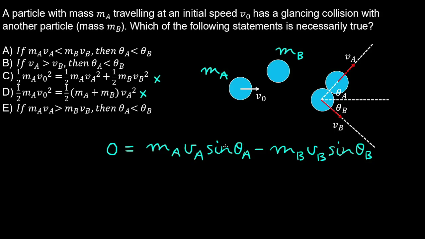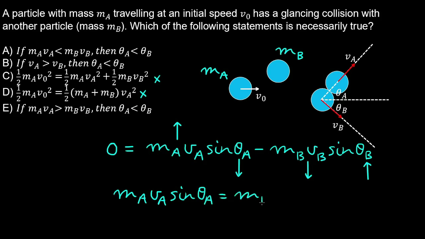So therefore, for momentum to be conserved, if the magnitude of momentum of particle A is larger than that of B, then a deflected angle A must be smaller than that of B. And this is seen if you put MAVA sine theta A on the left hand side of the equation. So we get MBVB by sine theta B. So the correct answer is E.